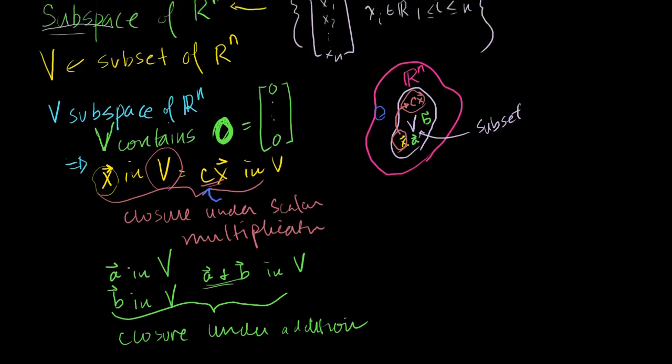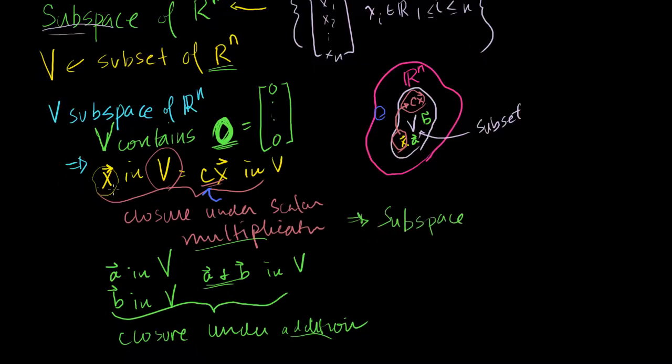So if I have a subset of Rn, so some subset of vectors of Rn that contains the zero vector, and it's closed under multiplication and addition, then I have a subspace. So subspace implies all of these things, and all of these things imply a subspace. This is the definition of a subspace. Now, this might seem all abstract to you right now, so let's do a couple of examples.